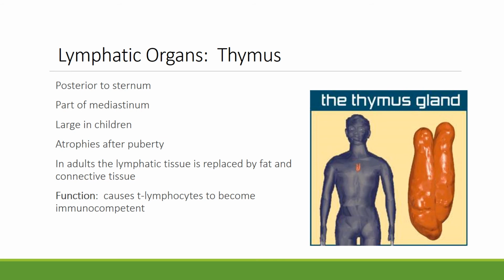The thymus is another and smaller lymphatic organ. It is located posterior to the sternum, and it's part of the mediastinum. The mediastinum is the area between the two lungs. In children, the thymus is large, but after puberty, it atrophies or becomes much smaller. In adults, the lymphatic tissue is replaced by fat and connective tissue. The function of the thymus is to cause T lymphocytes to become mature, or what's also known as immunocompetent.